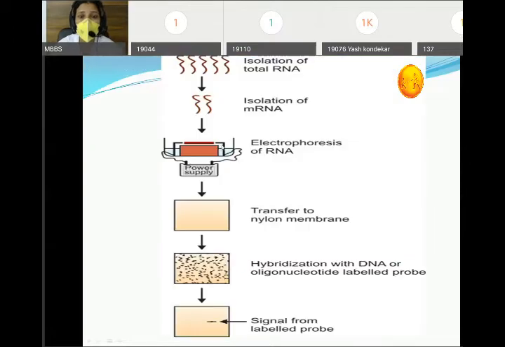So this is the RNA: RNA is isolated, electrophoresis is done, it is transferred onto the nylon membrane, and hybridization with DNA is done. If the complementary base pair is available, you will get the signal from the labeled group.